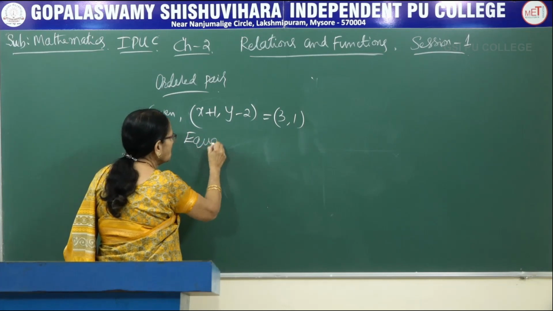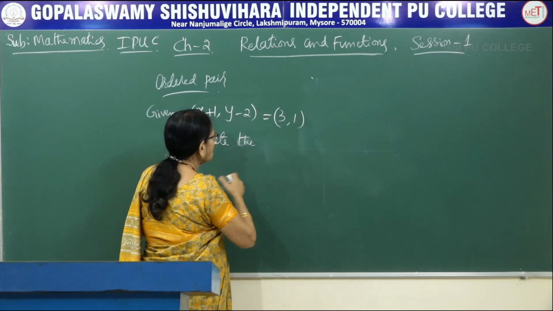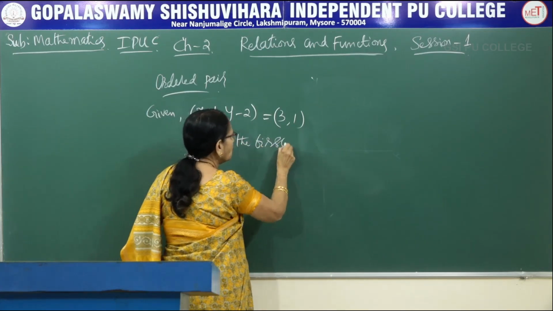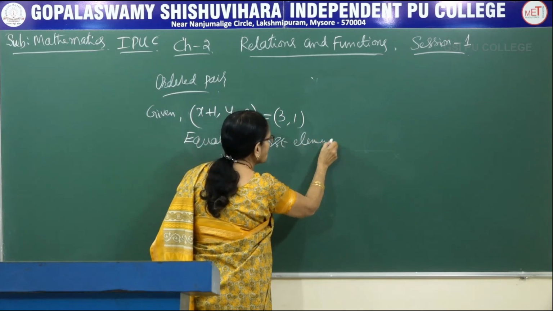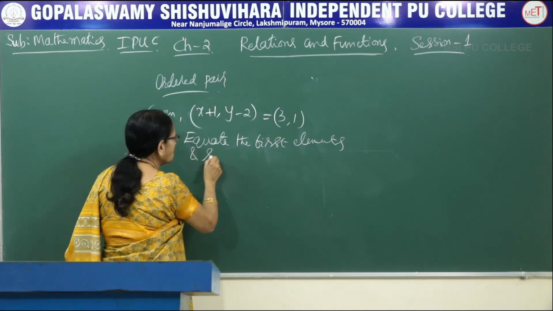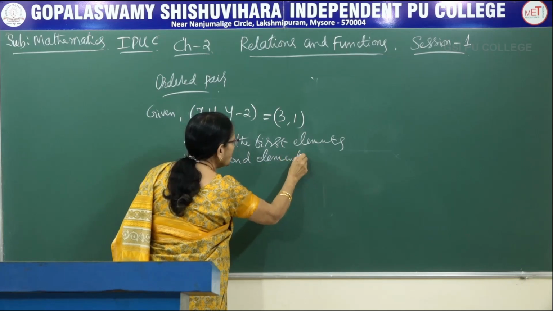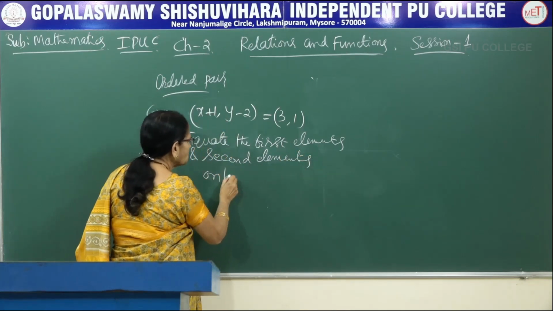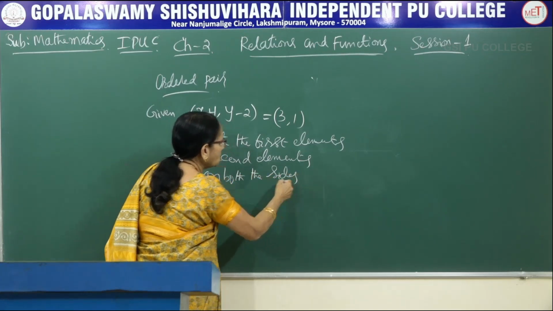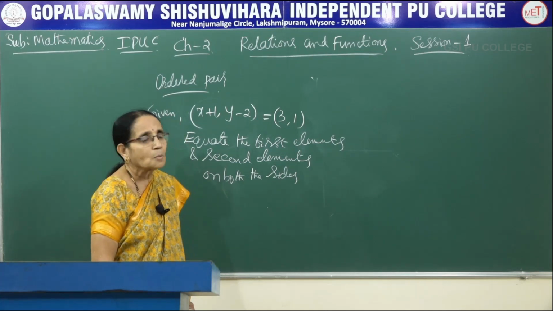Equate the corresponding elements, first elements and the second elements on both the sides. So equate the corresponding elements on both the sides.